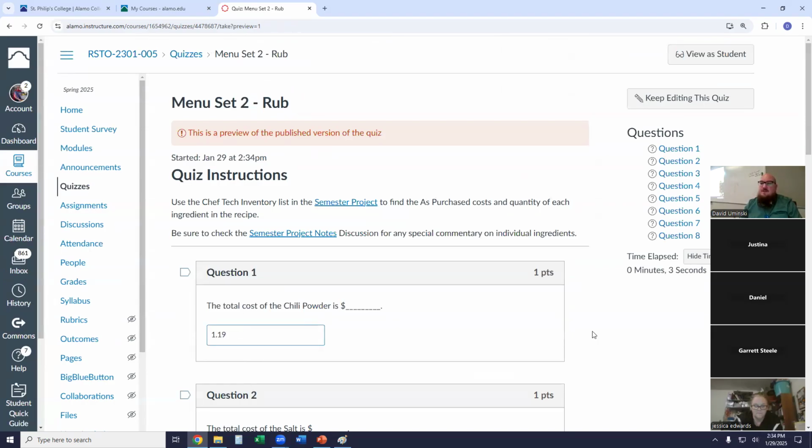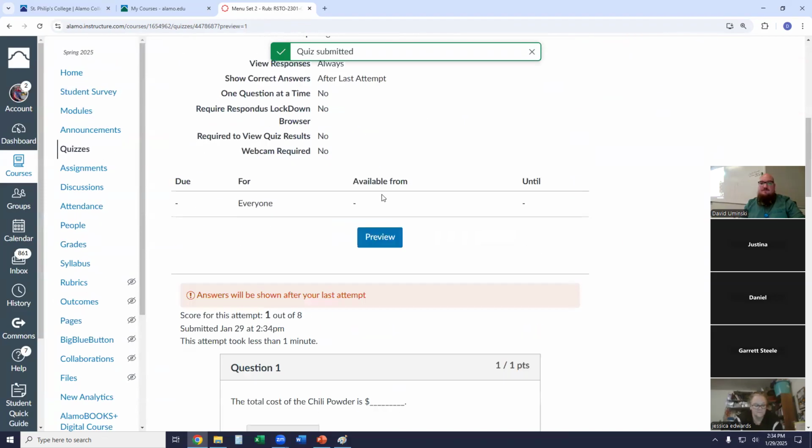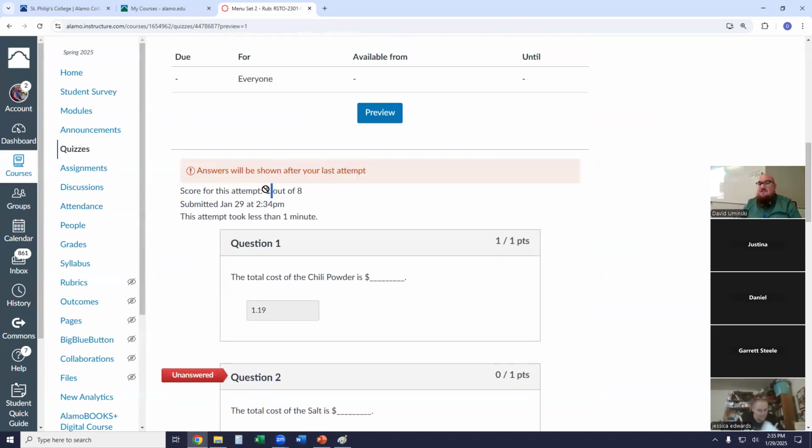$1.19. I hit submit. I got it right. There's 1 out of 8, right? If you're only working on one question, then all you're looking for is a grade of 1 or 0. If you got a 1, that means you got it right. If you take the time to fill out all the questions that you got right the first time around, that takes up a lot of time, but then it's also hard to determine just on quick glance whether you got that right or not. Okay?